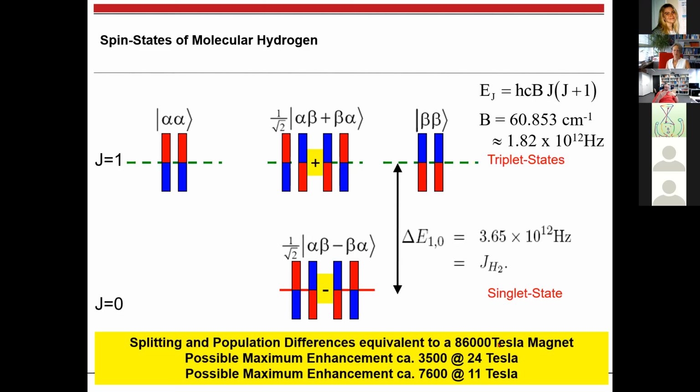And of course, when you have a higher field, as you have seen before, you're going to get higher polarizations. So the possible maximum enhancement at typical fields of 11 Tesla is about 7,600-fold, which you can get by FIP. For the highest accessible fields, it's about 3,500. So it's really dramatic. It's nearly 1 order bigger than what you can get, for example, with DNP.